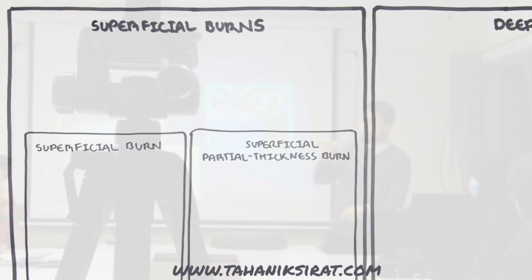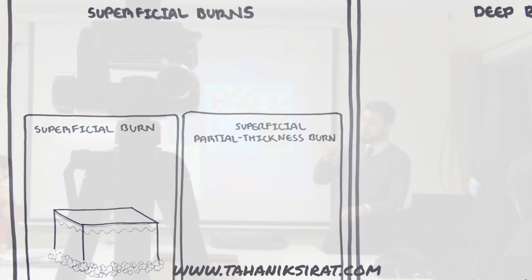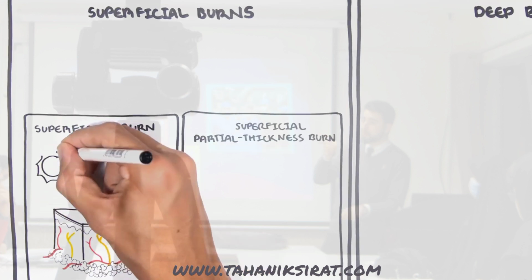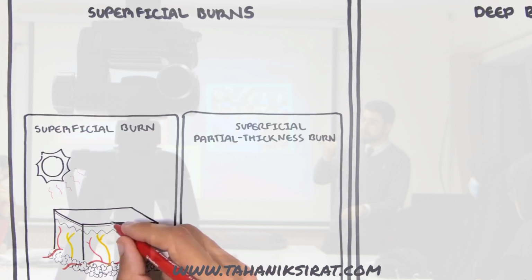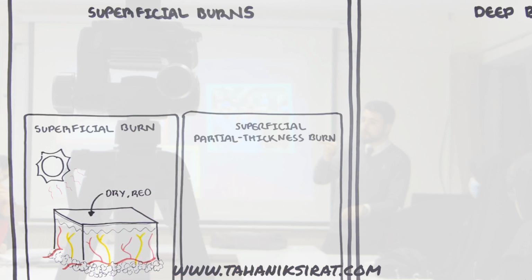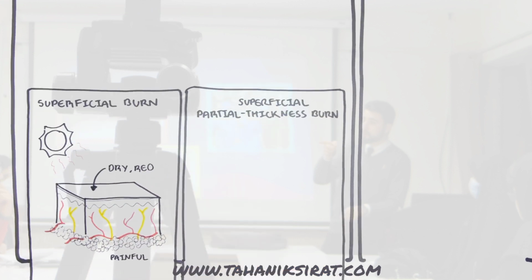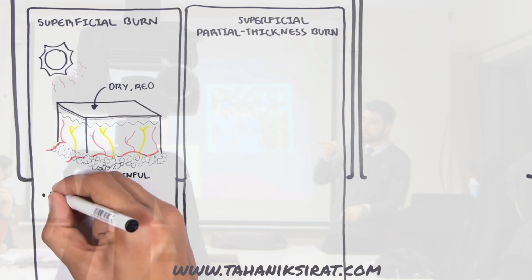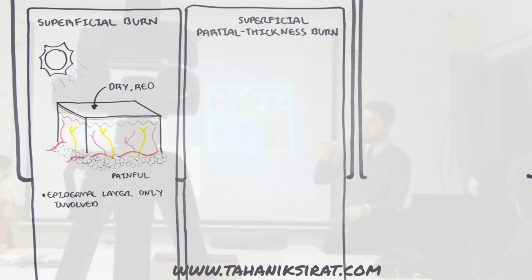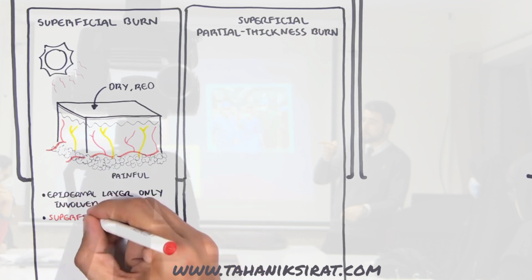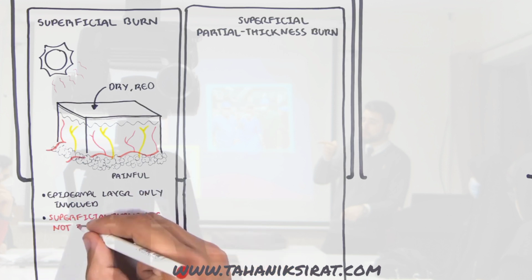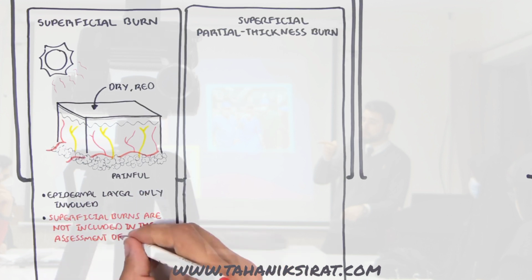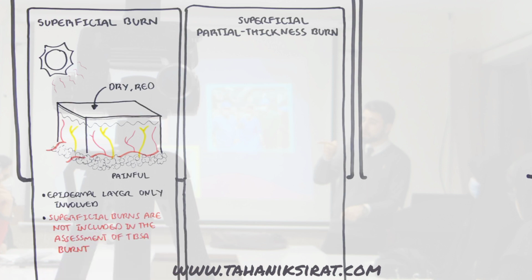In superficial epidermal burns, only the epidermis is involved, so the very top of the skin. The most common cause here is your regular sunburn, when you get a dry and red skin, which is painful. The epidermis layer is the only layer involved. On a side note, superficial burns are not included in the assessment of the total body surface area burn.